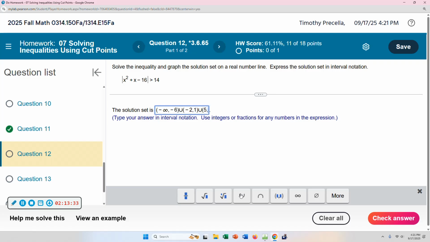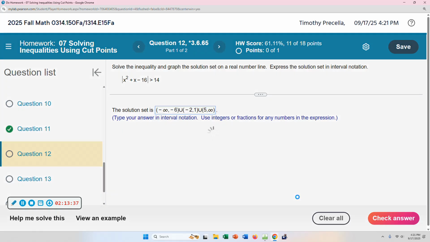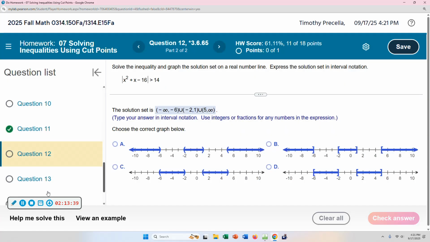5, comma, infinity. Okay. Oh wait, we're not through. A, B, C, D, what graph was it? I think it's A. It's A.